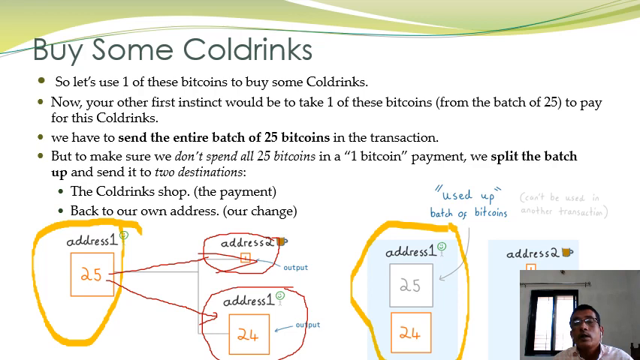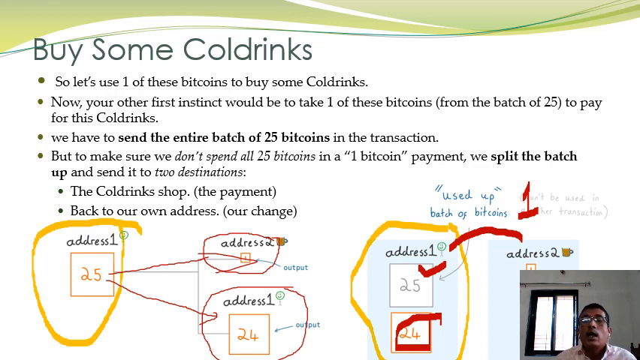Initially you have 25 coins. Then you have sent one coin to address 2, and now you have 24 coins. You can see in the figure, initially this address 1 has 25 coins, then one coin out of it is transferred. This one coin will go to address 2, and now you have 24 coins. So there are two states: 25 coins, and then one is transferred to address 2, and now we have 24 coins.